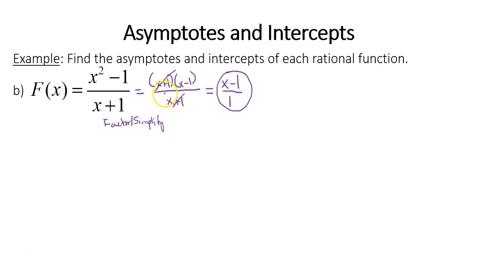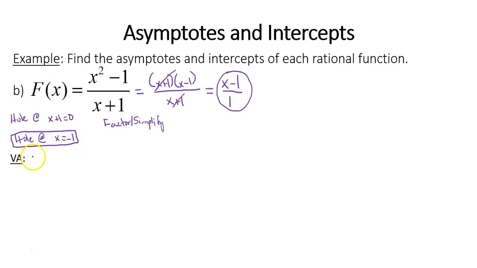What this means when a factor containing x cancels out in both the top and bottom is that there's a hole wherever that factor is equal to 0. So there's a hole at an x value of negative 1. That's just a little bit of bonus information for us. There will be a hole, an open circle, at x equals negative 1 in the graph.